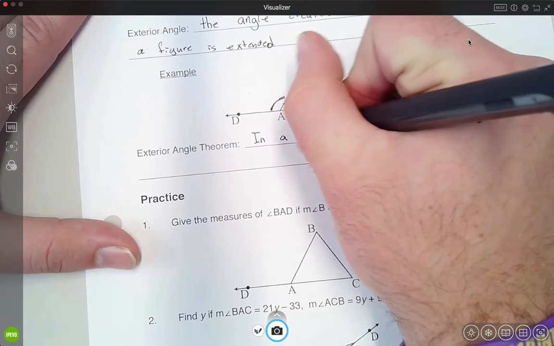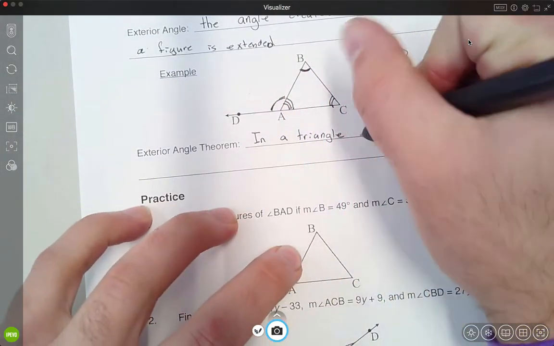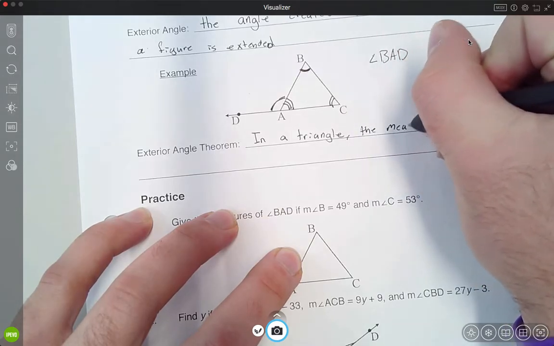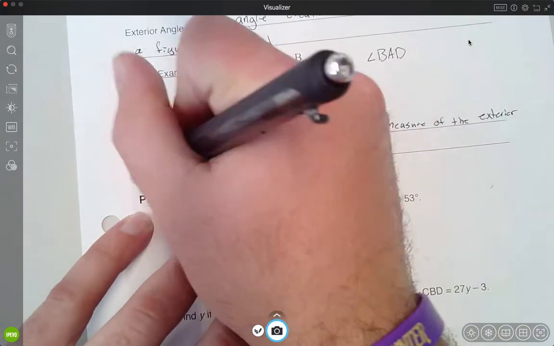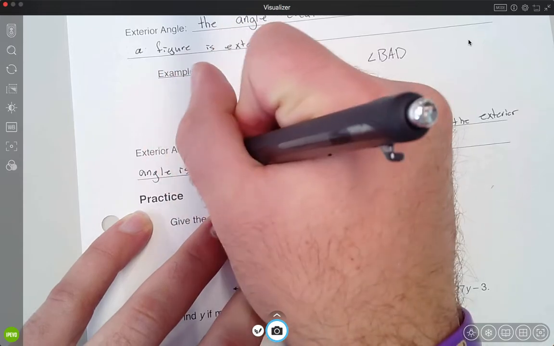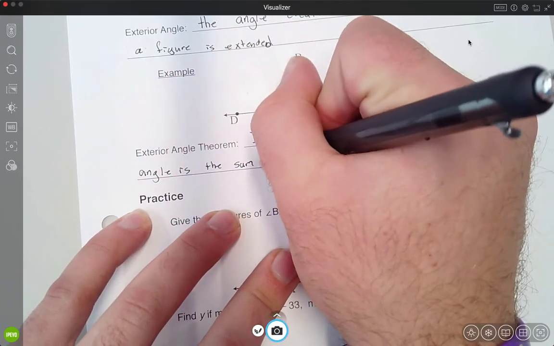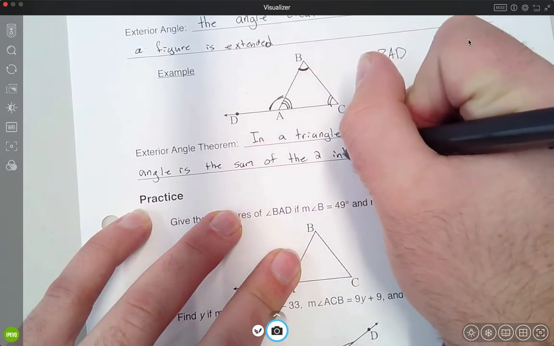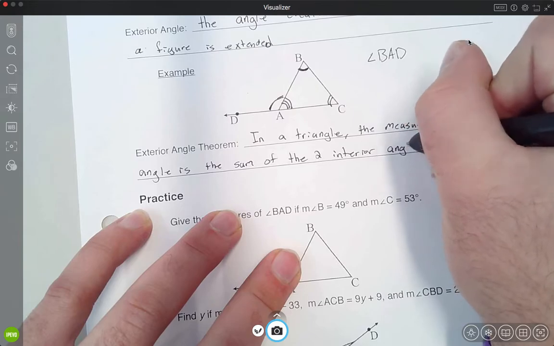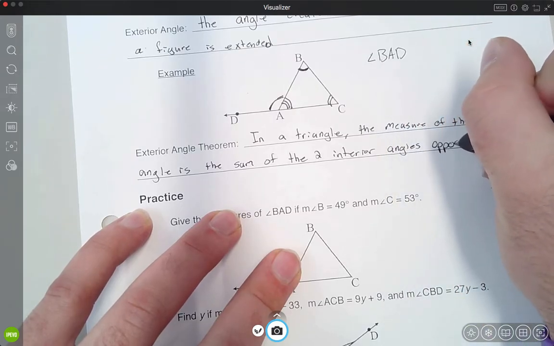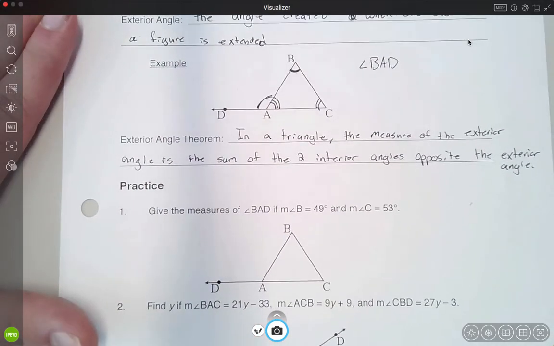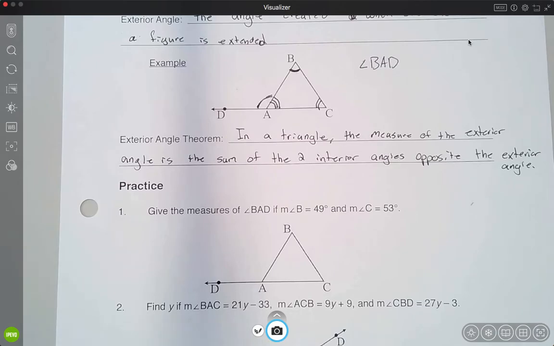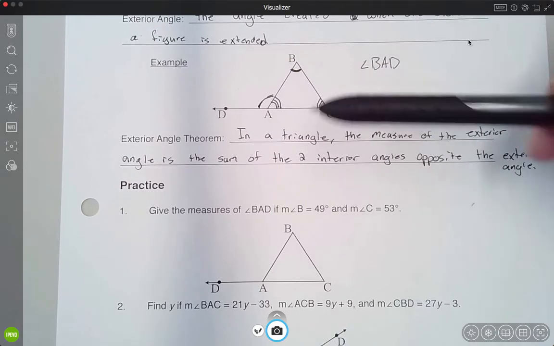It says in a triangle, the measure of the exterior angle is the sum of the two interior angles opposite the exterior angle, meaning that I'm using the two angles that are not immediately adjacent to that exterior angle. So I couldn't use angle A, but I can use angle B and angle C.